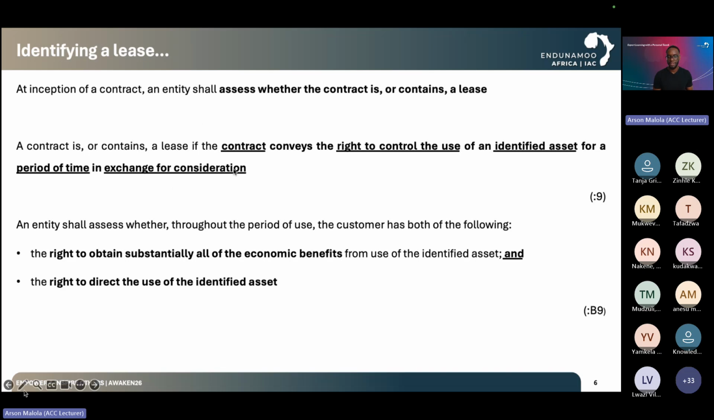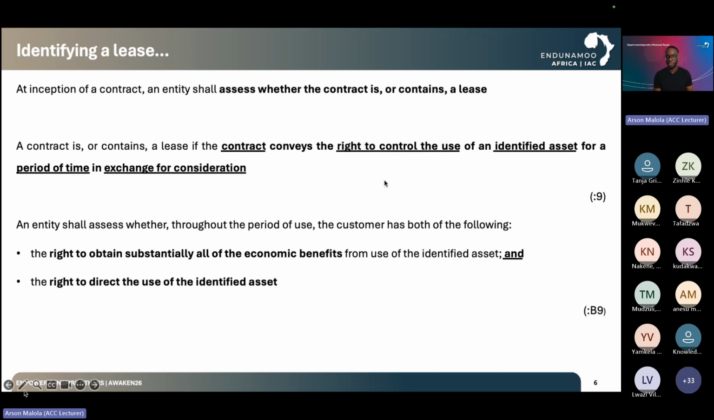Then once you've discussed all of these three elements, you can dive into these two, right to control the use and identified asset, because those are far more complex elements in the definition that you need to go a layer further to discuss. Specifically identified asset, what you need to be thinking about: substitution rights and whether the asset is implied or explicit in the contract. Right to control the use is quite a complex concept, so I would recommend you think about this one last, just from an exam technique perspective, just to get your momentum going. So discuss this once you've scored all the other marks.